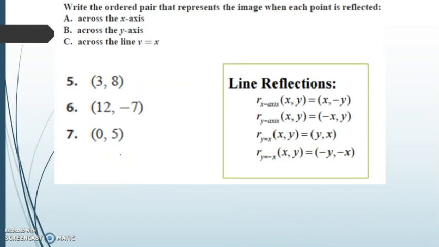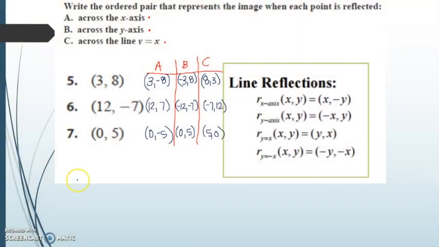Okay, try these. Write the ordered pair that represents the image when each point is reflected first across the x-axis, then across the y-axis, and then across the line y equals x. So how many of those did you get correct?